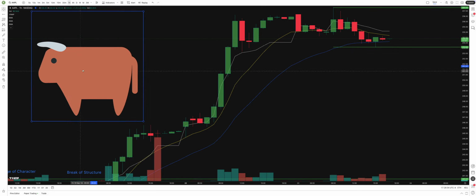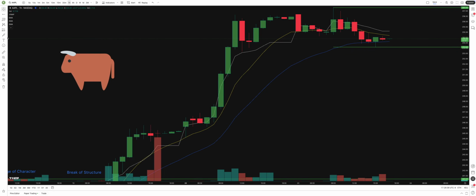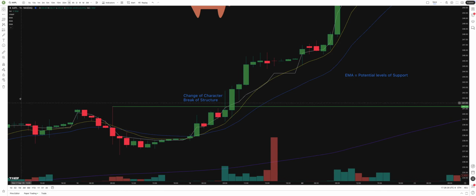So what does this show us? It shows us that our EMAs can be potential levels of support. Right? So we have two concepts here of key levels. One is called resistance, and then one is called support.